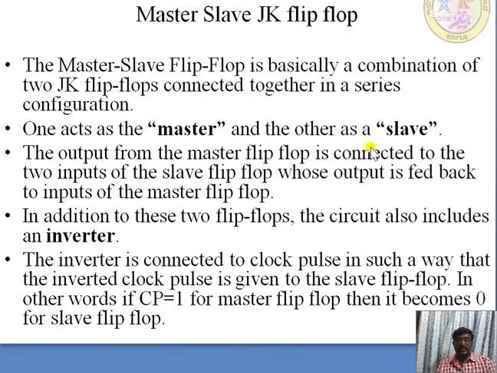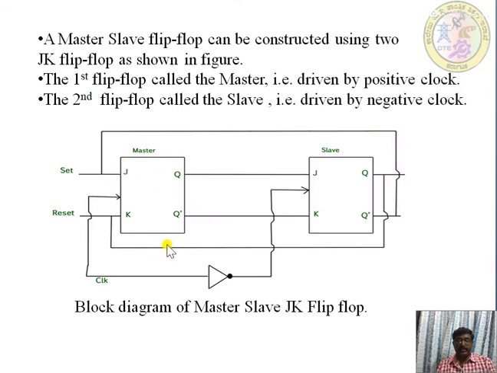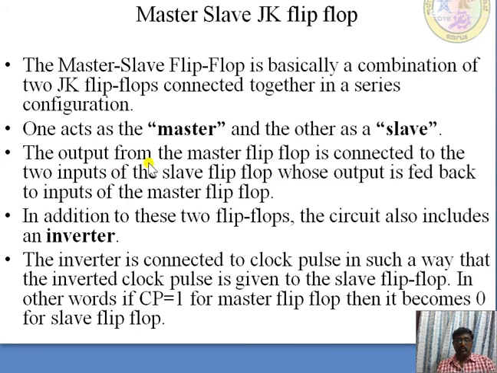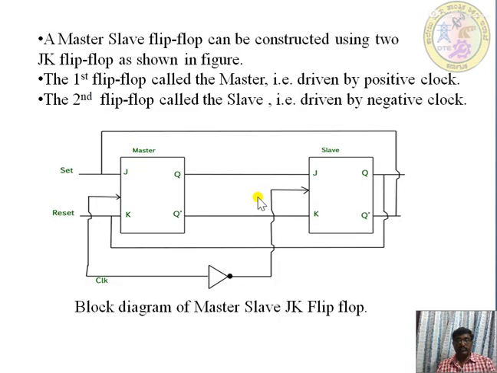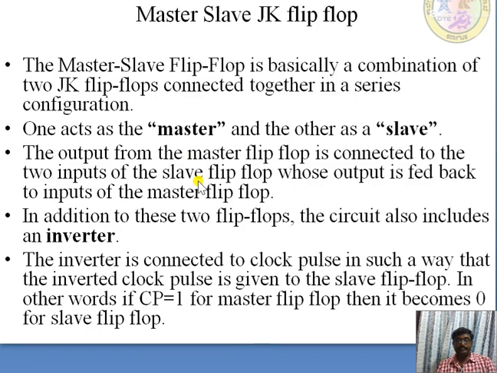One acts as a master and another acts as a slave. The first one will be acting as a master and another one is acting as a slave. The two outputs from the master flip-flop are connected to the two inputs of the slave flip-flop, whose output is fed back to the inputs of the master flip-flop. See, the output of the first flip-flop, that is the master flip-flop, is acting as an input to the slave flip-flop. Okay, another thing, the slave output is fed back to the master flip-flop.